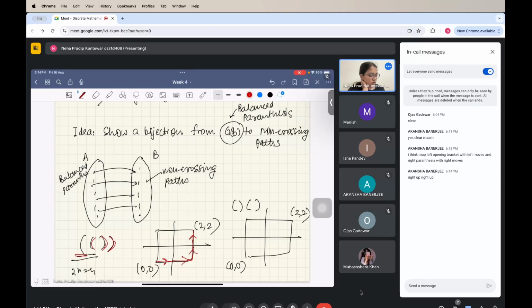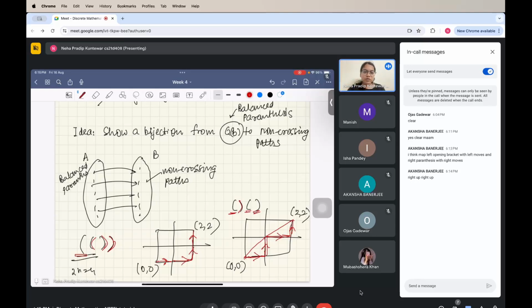Okay, yes, good. So you see the left bracket, you move to the right. You see an opening bracket, you move to the right. You move upward, you see a left bracket, you go to the right. When you see a closing bracket, you go up. So this path, again, as you can see, does not cross the diagonal.